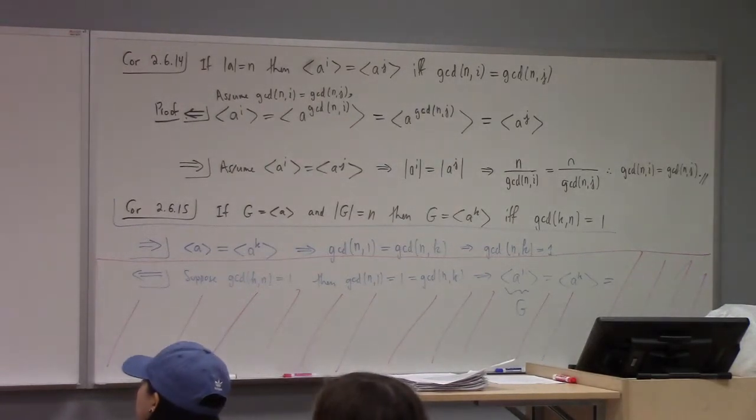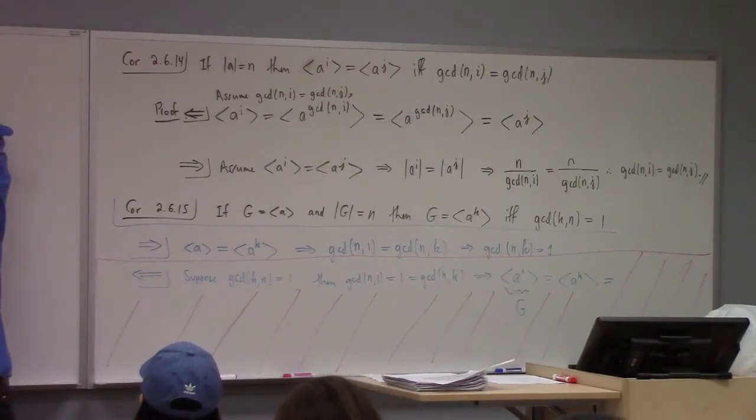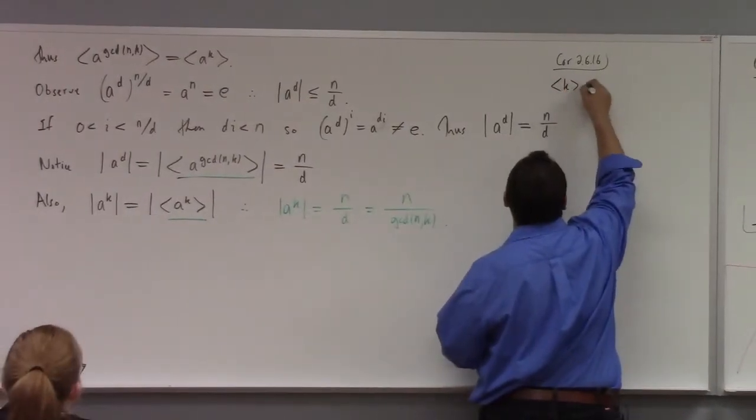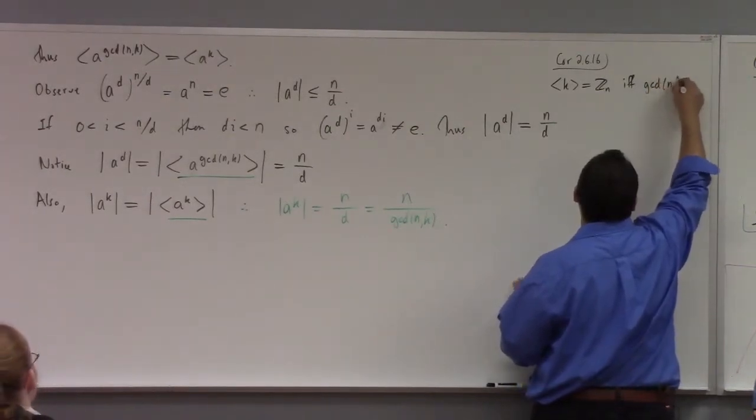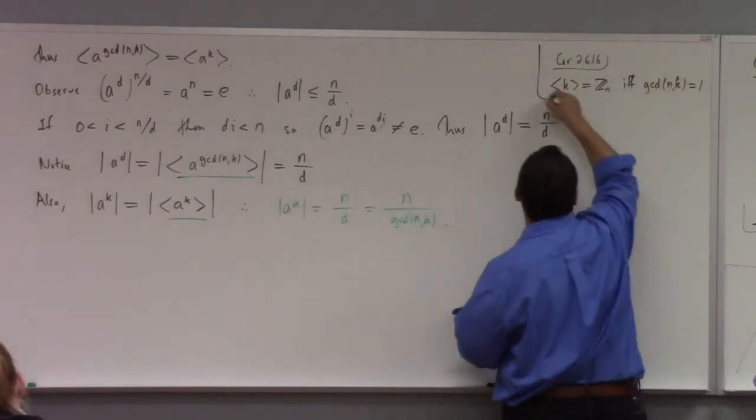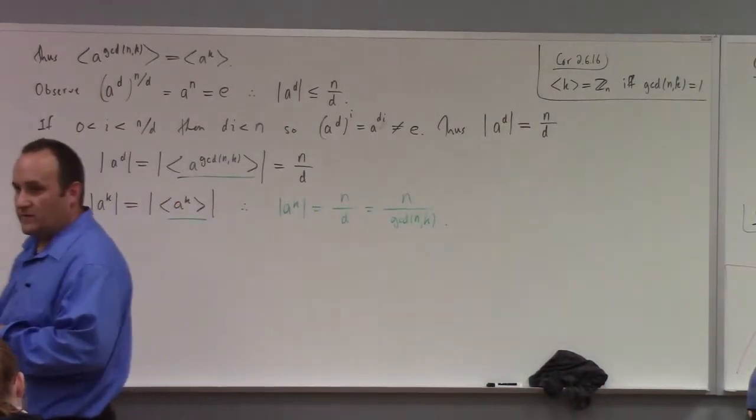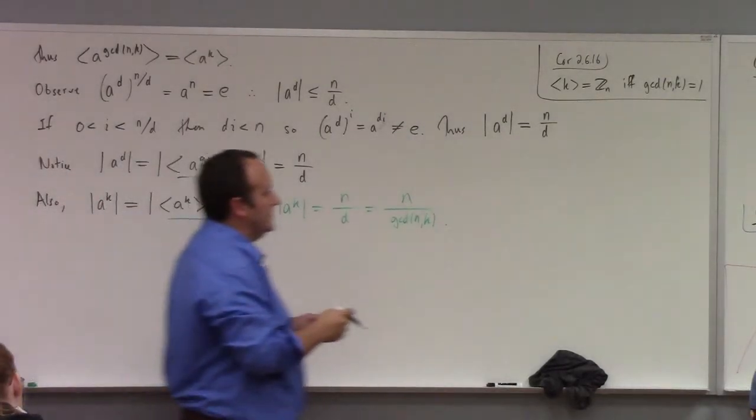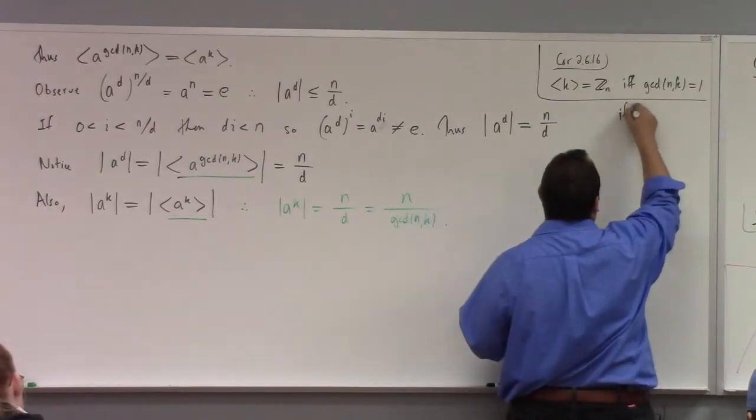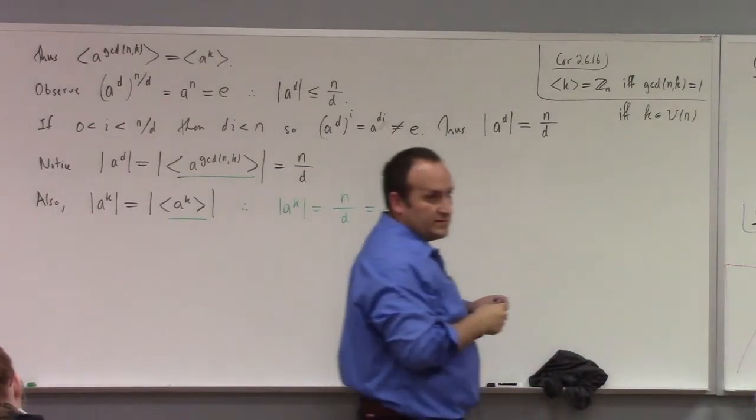Oh yes, Z_n. So corollary 2.6.16 says that the subgroup generated by k is equal to Z_n if and only if the greatest common divisor of n and k is equal to 1. In other words, the generators for Z_n are precisely those numbers which are relatively prime to n. We have a name for those, right? In other words, if and only if k is an element of the units, the group of units of Z_n.